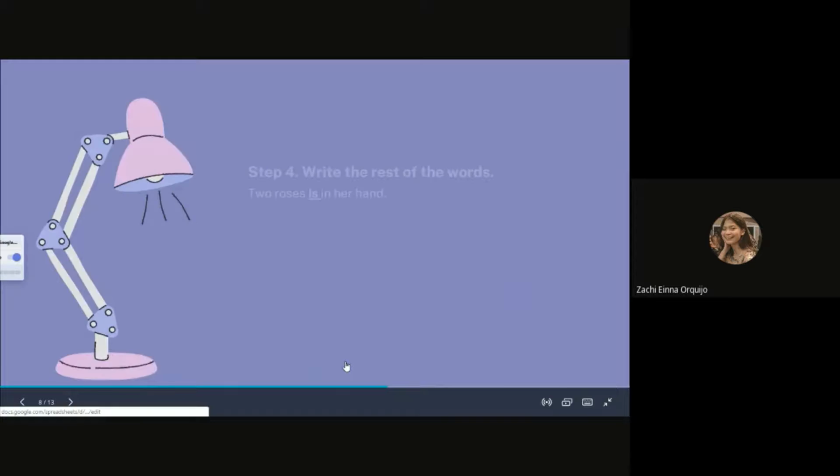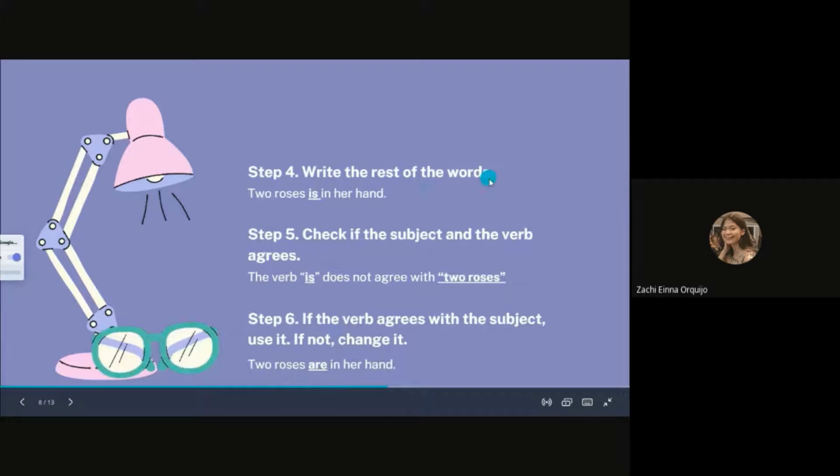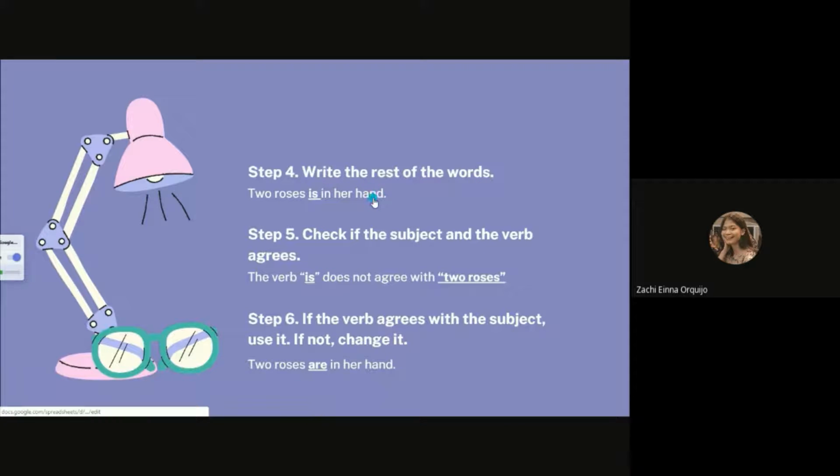So for our step 4, write the rest of the words. So ilagay lang natin yung mga natirang words dun sa original sentence. Two roses is in her hand. Now, step 5. We will check if the subject and verb agrees. So tignan natin if tama ba yung verb na ginamit natin. Kasi sabi natin ulit kanina, kailangan kung singular ang subject, singular din ang verb. Kung plural ang subject, plural din ang verb.